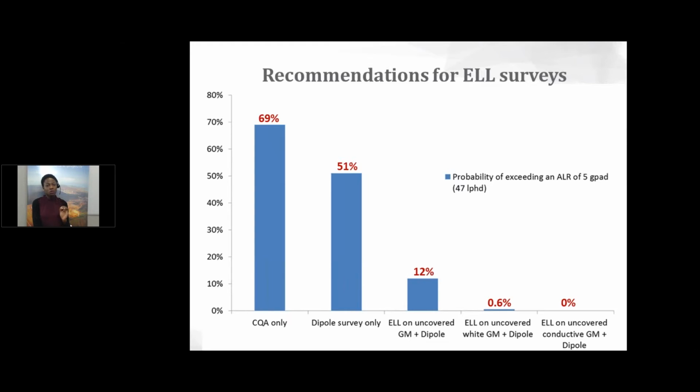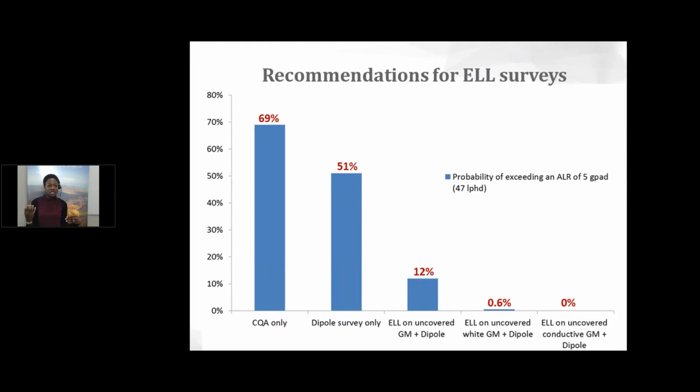So what Beck 2012 found was when leak location is performed on an uncovered geomembrane following installation, the probability of exceeding that stringent 5 gallons per acre per day leakage rate is about 69%. When you perform just dipole, then the probability decreases to 51%. Now, when you combine a leak location following installation with dipole after backfilling, you drop that probability to about 12%.